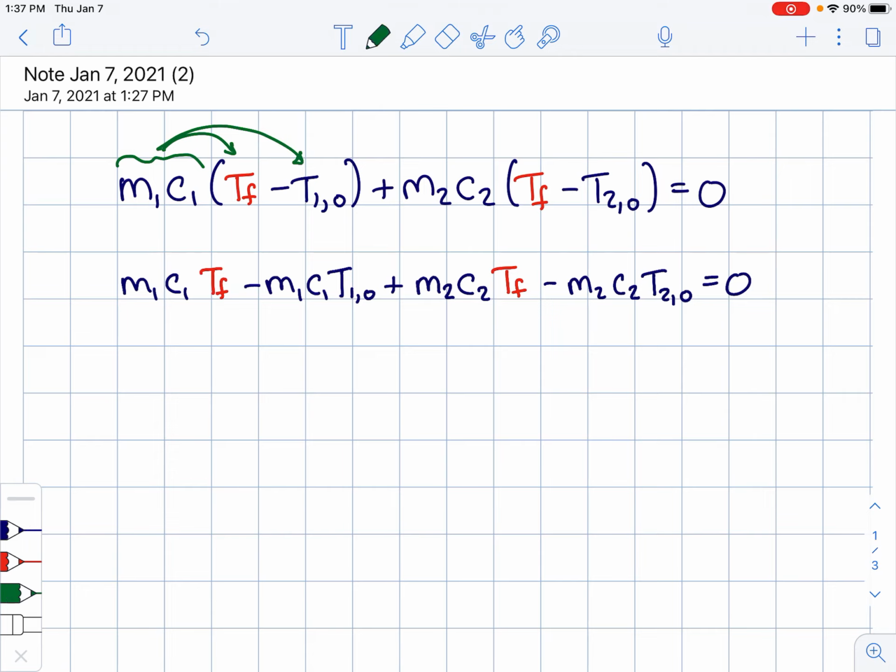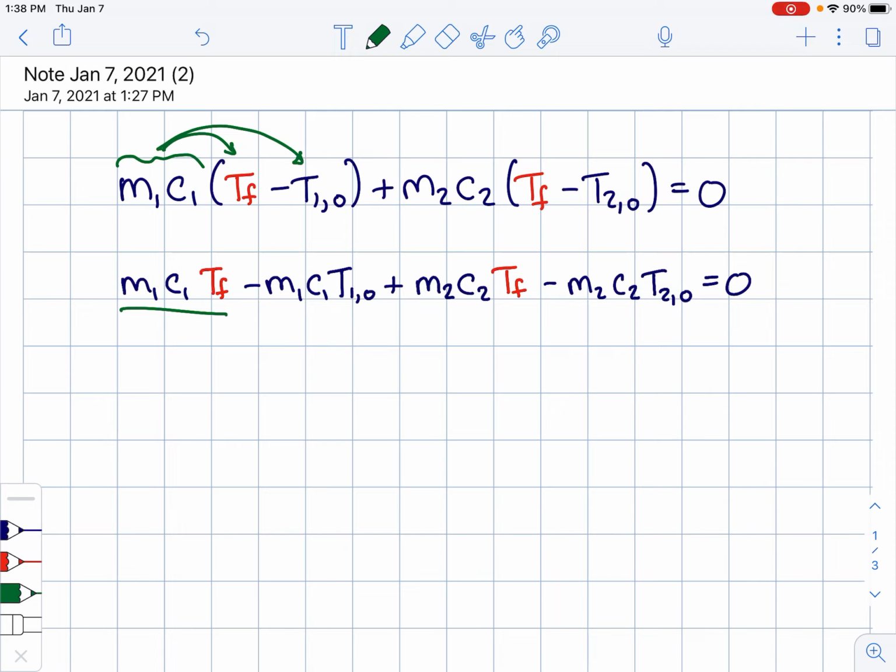Now, you can see that this term and this term both have a T final in it. So I need to keep those on the left side. But this term and this term don't. So they are going to get sent to the other side, and that'll make them positive, okay? So that's what I'm going to do next.